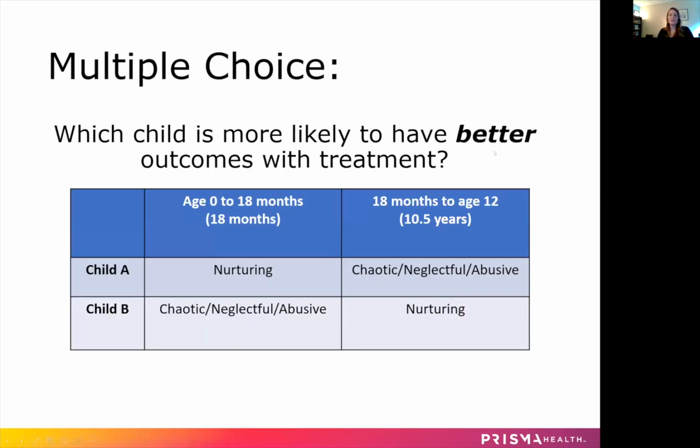All right, to close it back out, go back to the question I asked you at the beginning. Have in your mind, what did you say the answer was? And who is likely to have better outcomes with treatment? This may not be surprising to you now, but as long as I can remember, including in training, I would have thought that 10 and a half years of chaotic living environment versus 1.5 would mean your outcome would be worse. But it is the timing of the traumatic experiences that matters. I mean, it all matters, but the timing is very, very important.